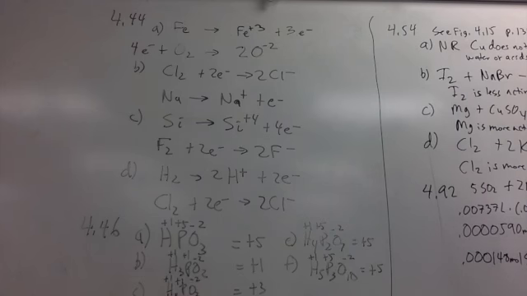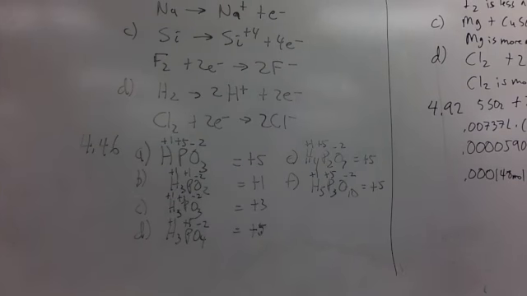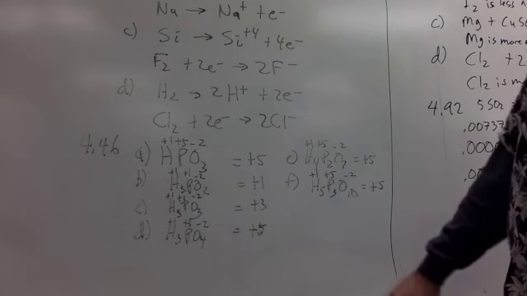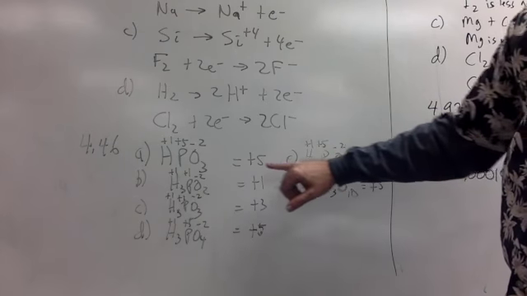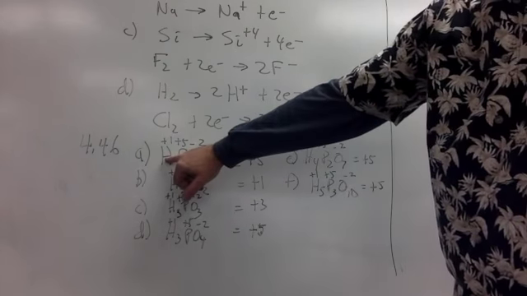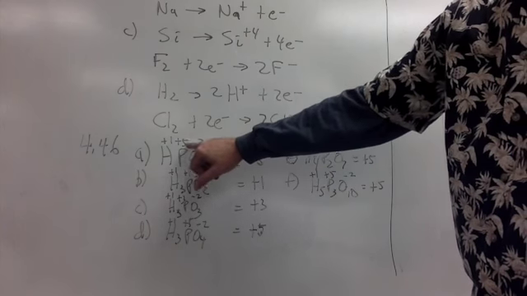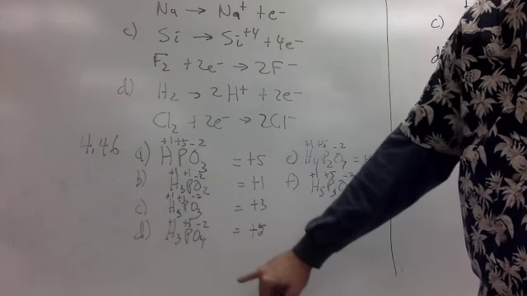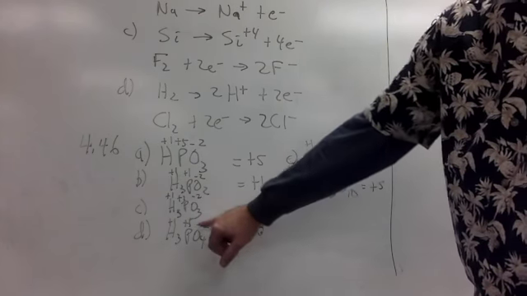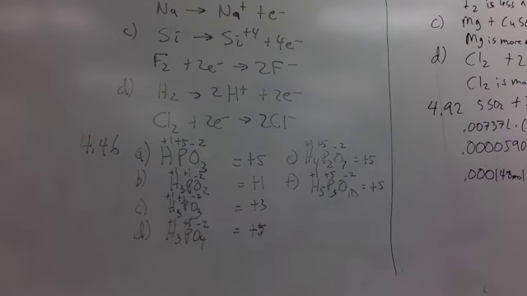In 4.46, we were asked to find the oxidation number of P in all of these hydrogen, phosphorus, oxygen compounds. So we do that by letting hydrogen be +1 and oxygen be -2. Adding them up, we get +5 for P on A, +1 on B, +3 on C, and then +5 for D, E, and F.